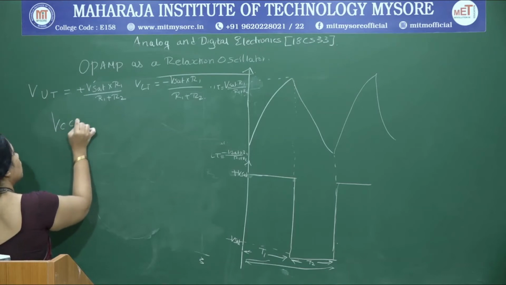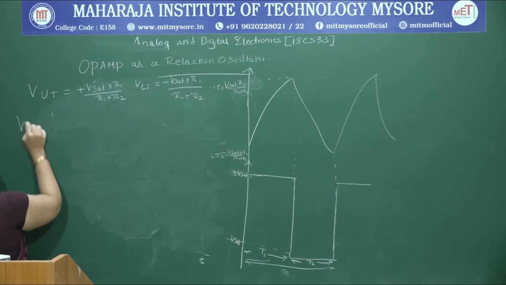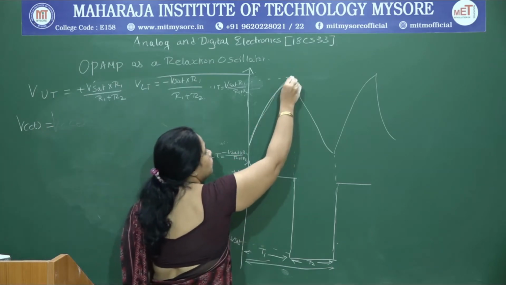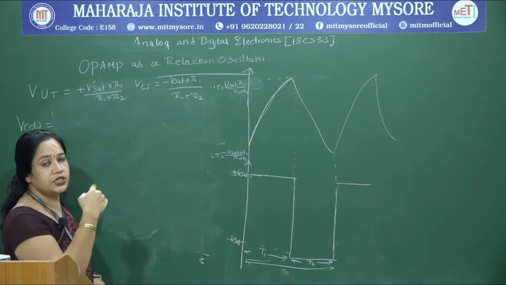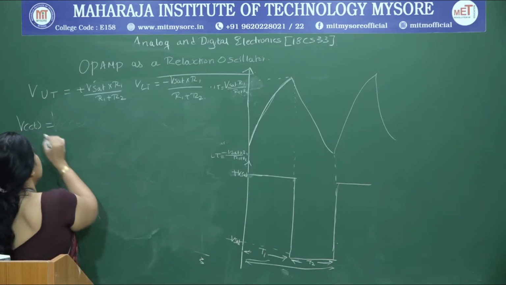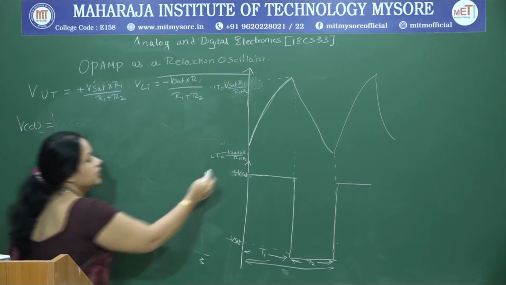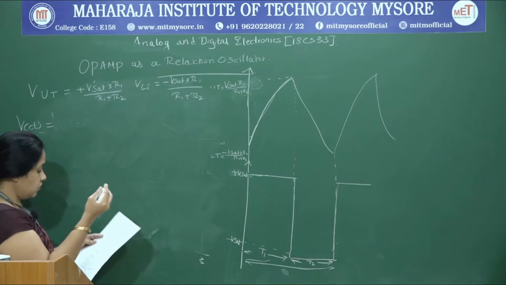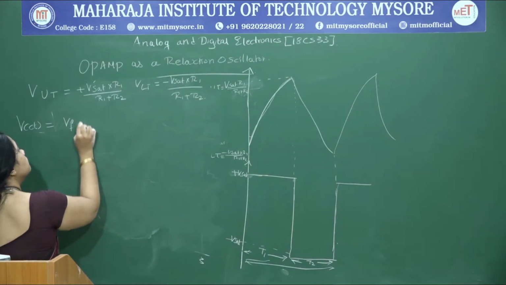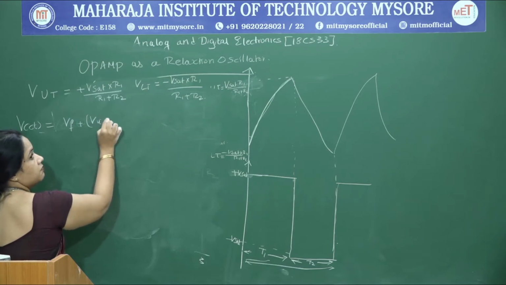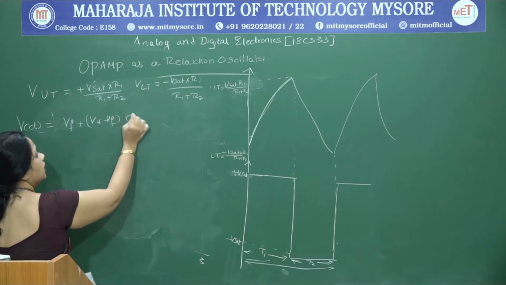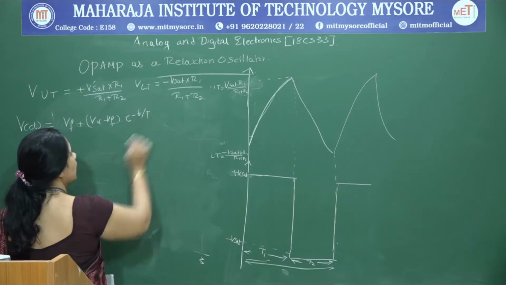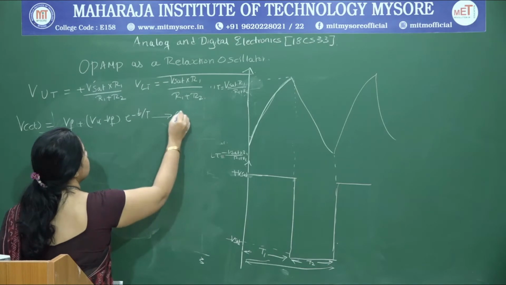If you can recall, the capacitor charges exponentially towards the peak, and the capacitor voltage at any instant is dependent on the time. At instant t, it is exponentially increasing, and the expression for the capacitor voltage is final value plus initial minus final into e raised to minus t by charging time, or RC. Let me call this equation 1.